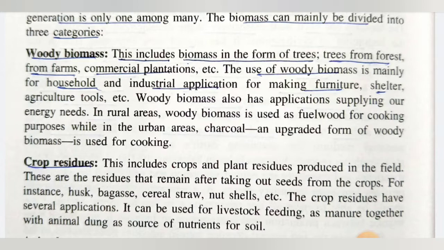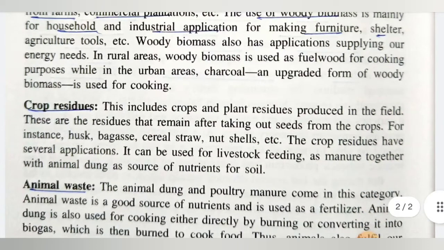So in rural areas, woody biomass is used as a fuel wood. All of you know that woody biomass can be used as a fuel wood for cooking purposes, while in the urban areas, charcoal, an upgraded form of woody biomass, is used for the cooking. That means the woody fuel is used for cooking purposes in the rural and urban areas. All of you understand? So those are some applications of the woody biomass. So all of you understand what is the woody biomass? Biomass derived from the trees. And the applications of woody biomass we have seen for household application, industrial application, or so many applications. So that is all about the woody biomass.